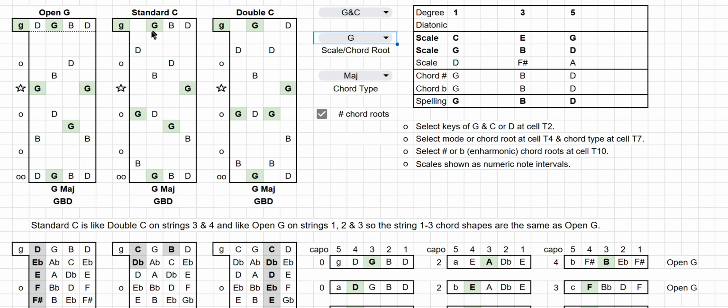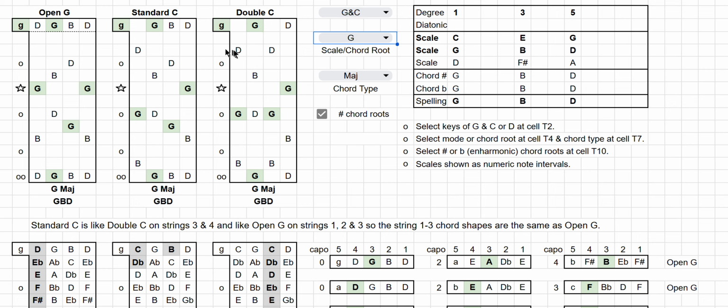In standard C, since strings 1, 2, and 3 are the same as open G, for those 3 strings the chord shapes are the same. There's nothing new to learn. And you can either not play the 4th string, or for some chords, you might have it be a good 3-finger chord.